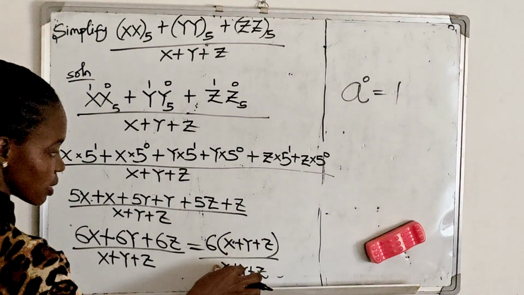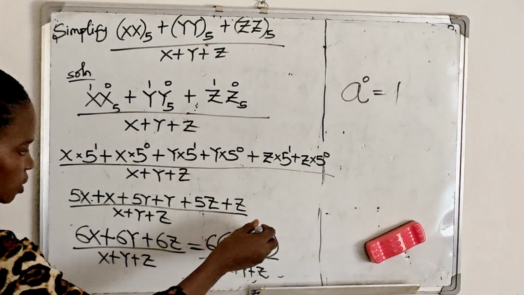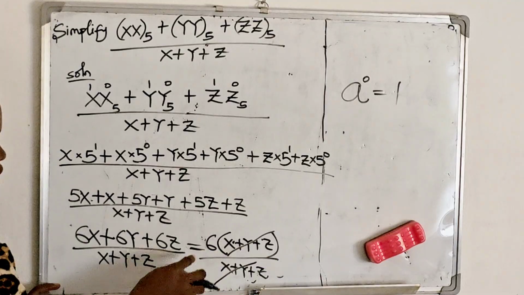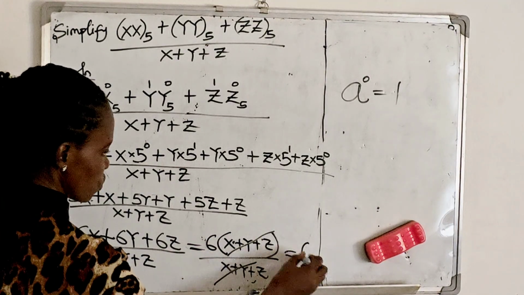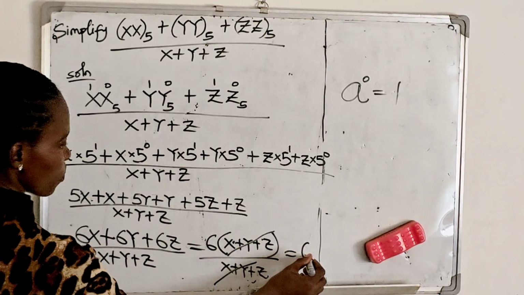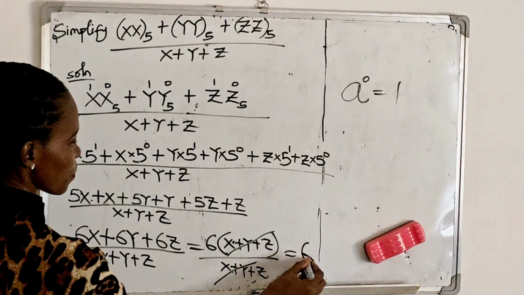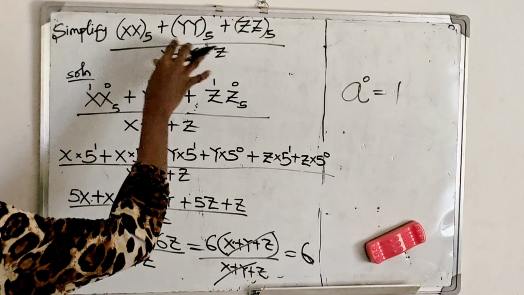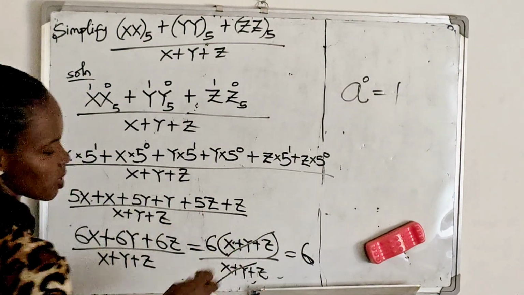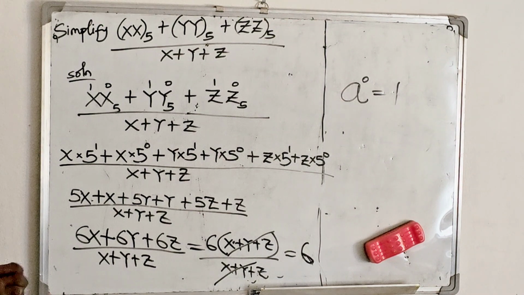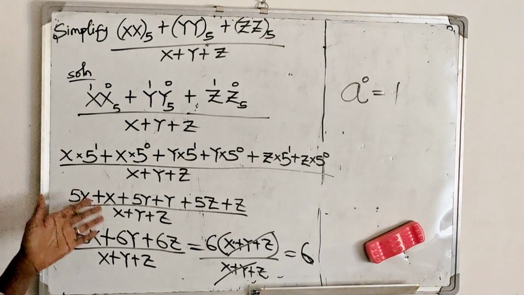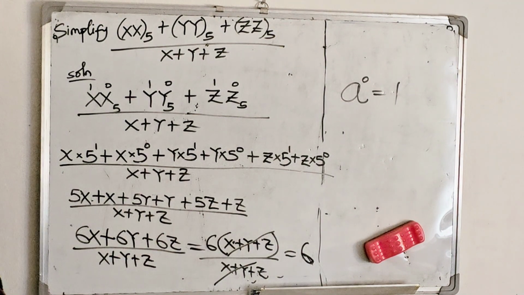So this and this, they are the same, so they can cancel out. So this can divide this, knock off. We are left with just 6. So the simplification of this expression here is equal to 6. Alright? So it's simple, just go through it, you understand it. So the answer is 6.